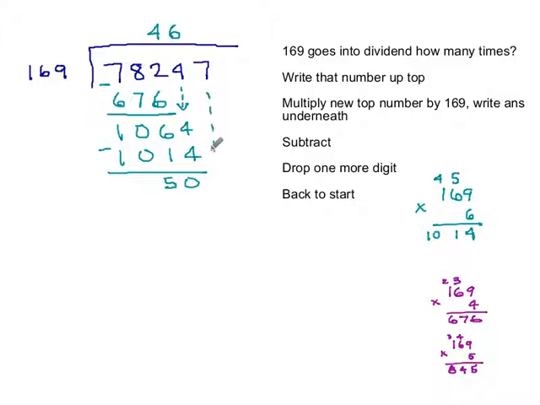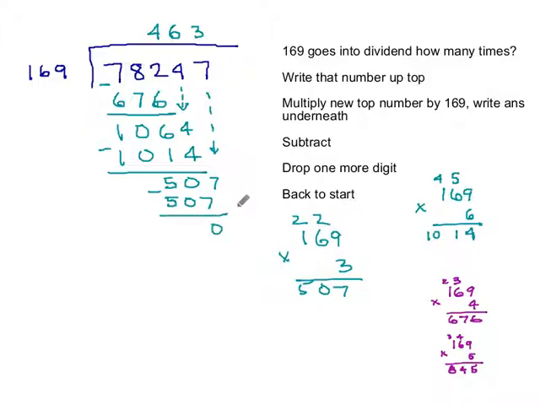Down comes the 7. Back to start. 169 goes into 507 3 times? I think it's 3. 169 times 3, 27. 18 plus 2 is 20. 3. Awesome. It goes exactly 3 times. 3 goes up here. 3 times 169 is 507. So I multiplied, write the answer underneath, just did subtract 0. Drop one more digit. There are no more digits, and that means we're done.